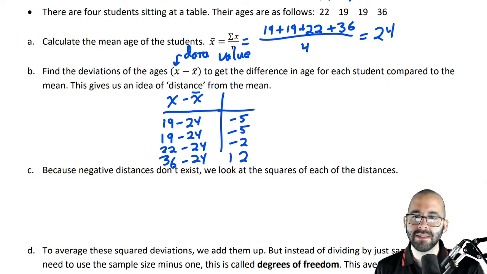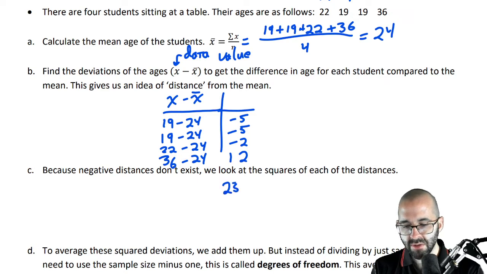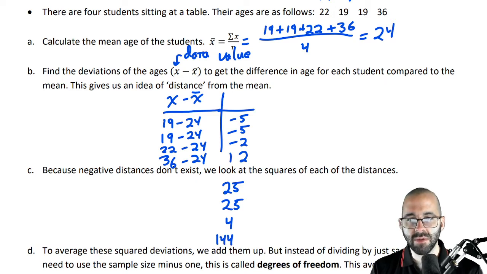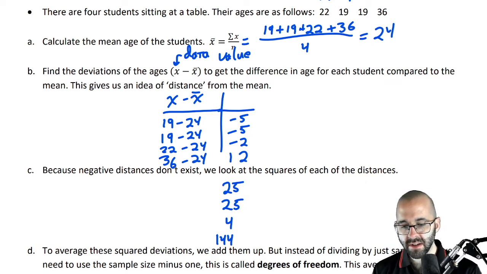And when we talk about distances, having positive numbers is nice. And also squaring things in math in a lot of different ways is nice as well. So we're actually just going to square all of these distances. So that's going to be now 25, because -5 times -5 is positive 25. Another 25. If we square -2, that becomes positive 4. And if we square 12, it becomes 144. But these are all the squares of the distances. These are what we want. This is x minus x bar squared.